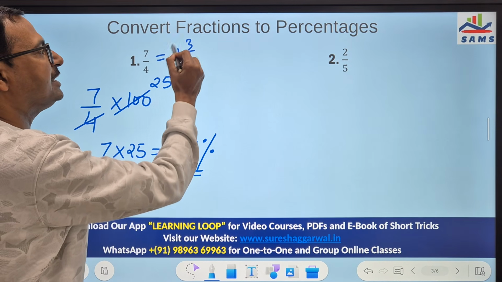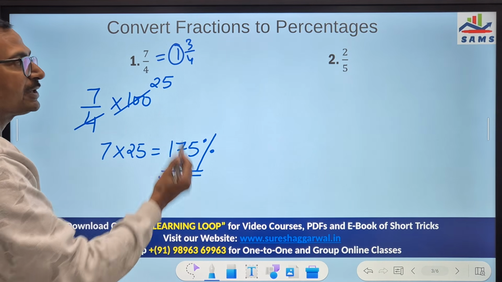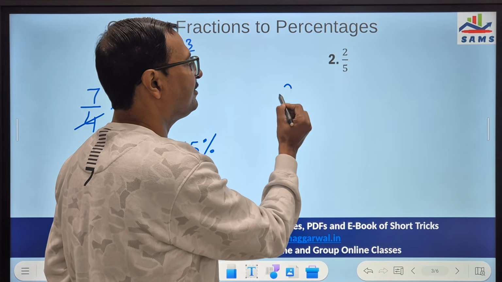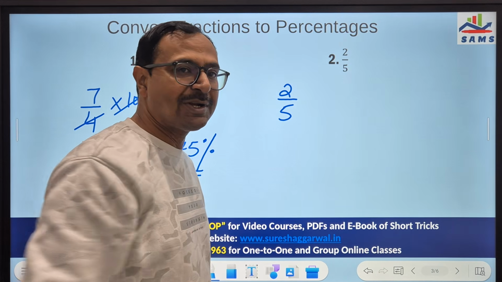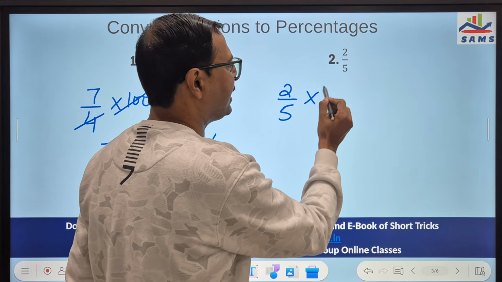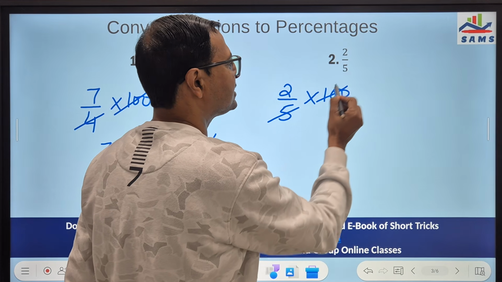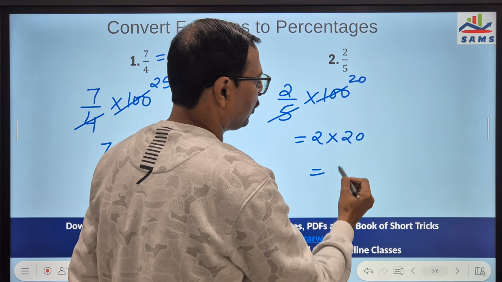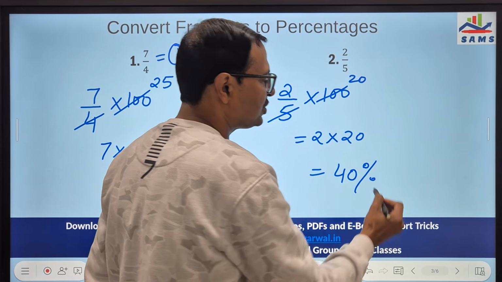So 1 means 100. So it is more than 100 but less than 200. Likewise 2 by 5, I know that it's a proper fraction, so my answer is going to be less than 100%. So just multiply this by 100, 5 cancels this 20 times, and you have 2 times 20, which gives me 40% as the percentage equivalent.